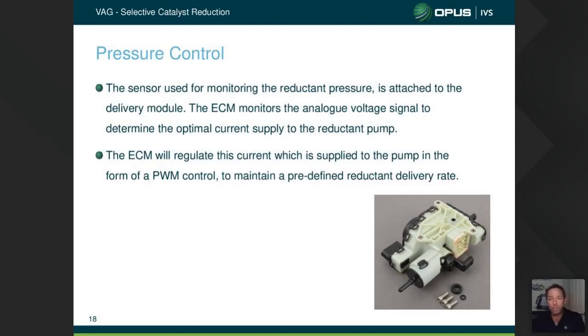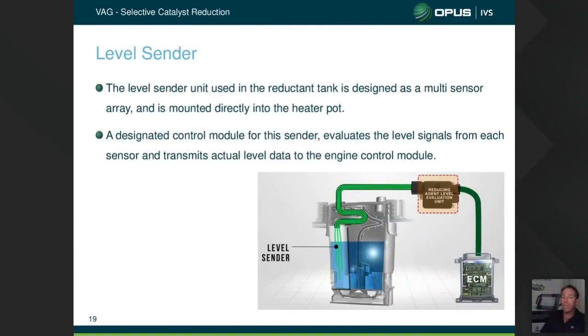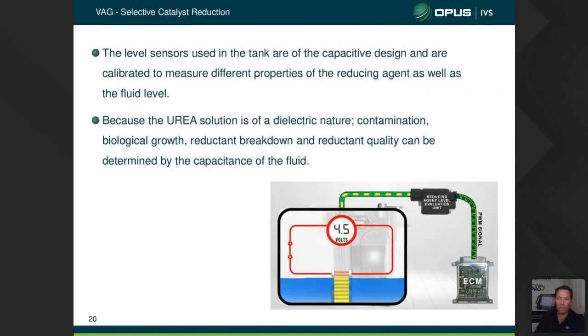So the level sender unit used in the reductant tank is designed as a multi-sensor array. It's mounted directly into the heater pot. So these sensors aren't a float like we're used to, because they would build up with corrosion, and we actually see that white corrosion forming quite a lot around the leaks when we have AdBlue systems on the cars. So these things use a slightly different level sender. It's a capacitive-based sender. So there it is there.